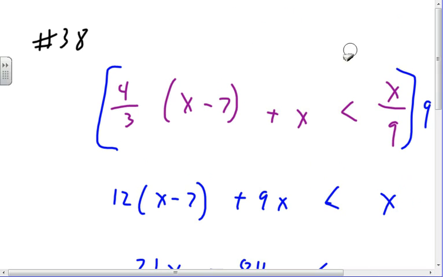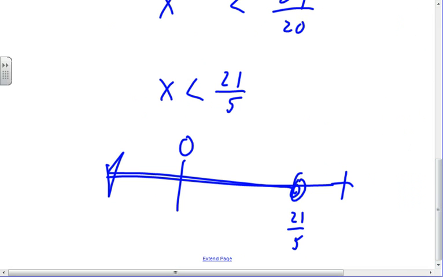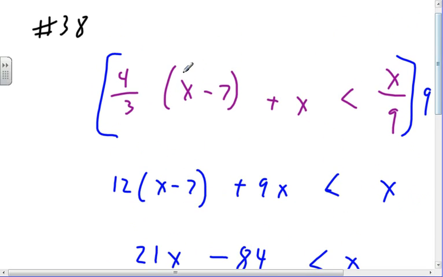Lower. So now we're looking at over here. It's 10. 5 goes into there about 4 times. So 10 had better not work. So I come back up here. 10 minus 7 is 3. So I got 4 plus 10 is 14. Is 14 less than 10 ninths? No, it's not.